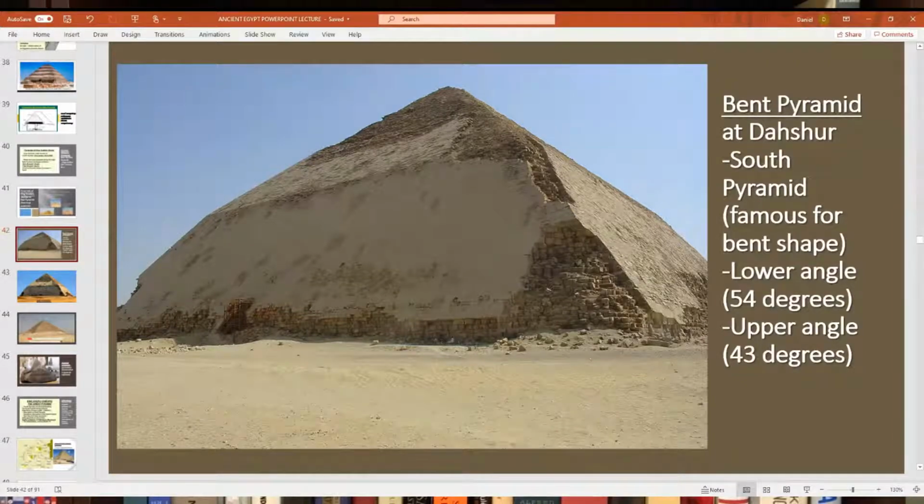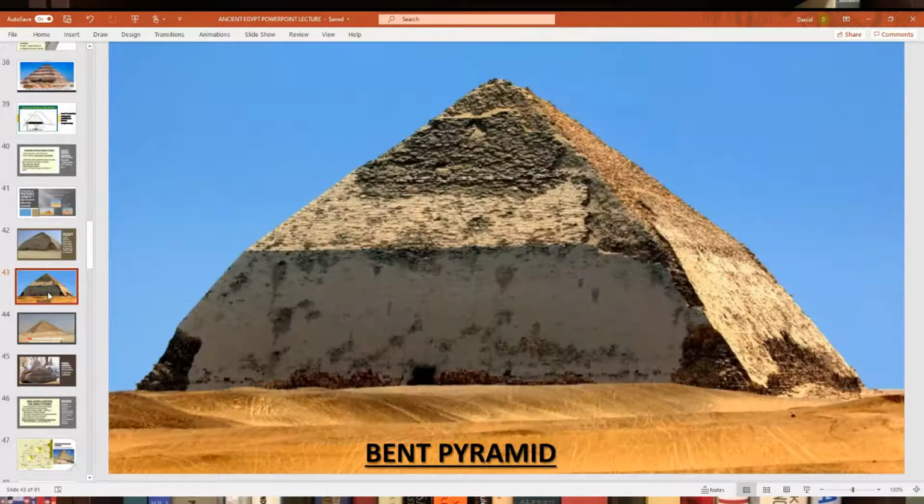And it's because the pyramid was built with 2 separate angles of inclination. They started on the bottom with a 54-degree angle, which they think the pyramid was constructed that way on purpose. And then for some reason, halfway up the pyramid, they figured out that they couldn't build the pyramid at a 54-degree angle. And so they changed the angle. So the upper casing has more of a 43-degree angle to it. That's why it gives it a bent shape. So it looks like a really weird pyramid the way it's constructed. It's not like a traditional pyramid like you see later.